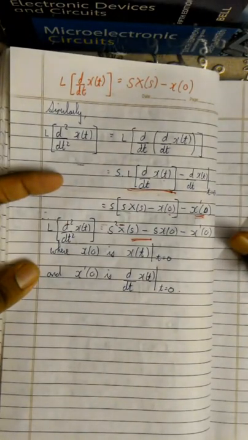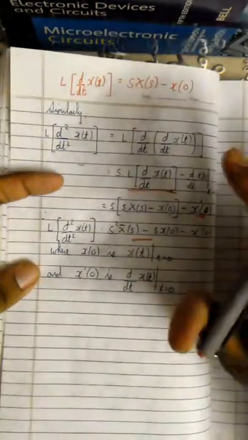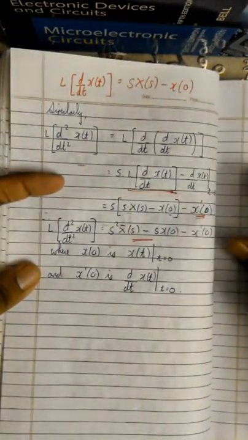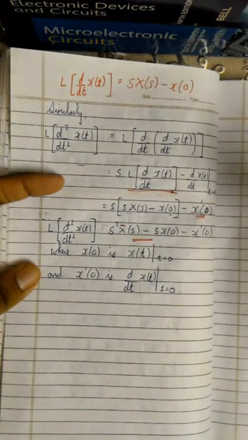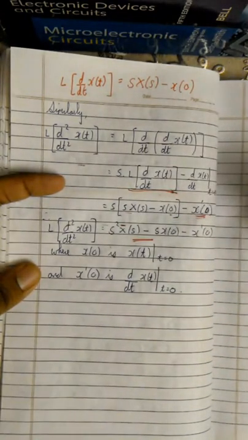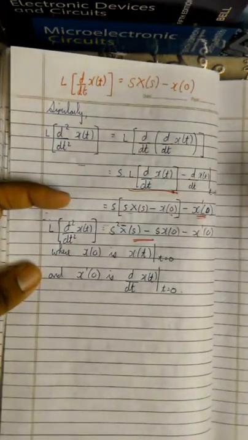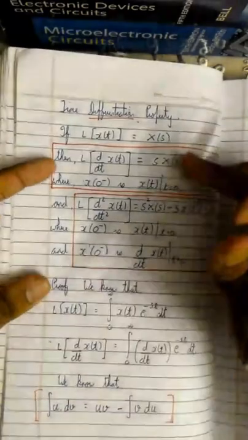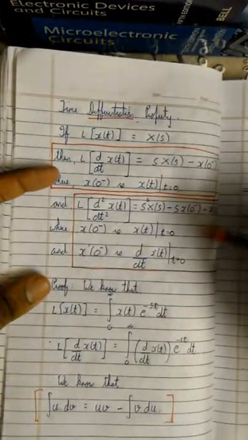This property, like I said before, is very important when we are finding solutions of differential equations, or when you are trying to find the impulse response or the transfer functions of these systems. In those kinds of problems, we will be simply applying these equations directly. So it's very easy to remember, and it's very important also.